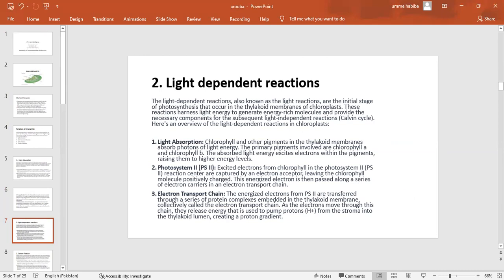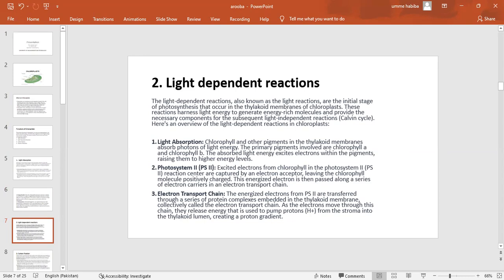Light absorption. Chlorophyll and other pigments in the thylakoid membrane absorb photons of light energy. The primary pigments involved are chlorophyll A and chlorophyll B. Excited photosystem. Excited electrons from chlorophyll in the photosystem 2 reaction center are captured by an electron acceptor, leaving the chlorophyll molecule positively charged. The ionized electron is then passed along from electron carrier to carrier in an electron transport chain.